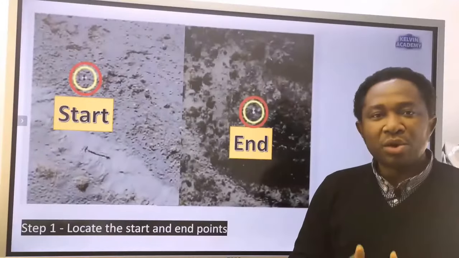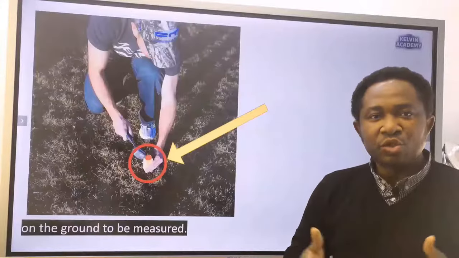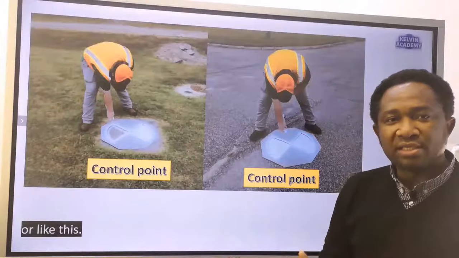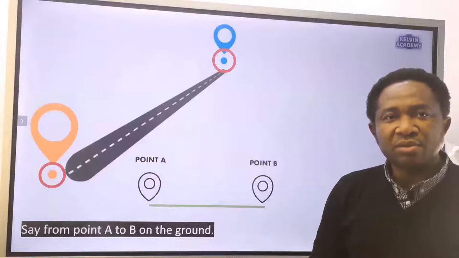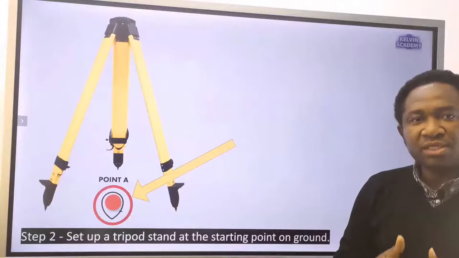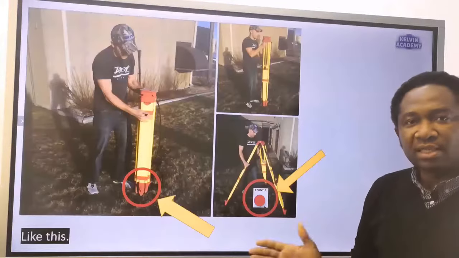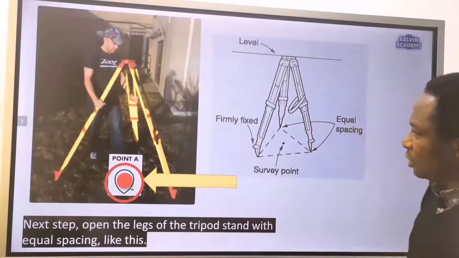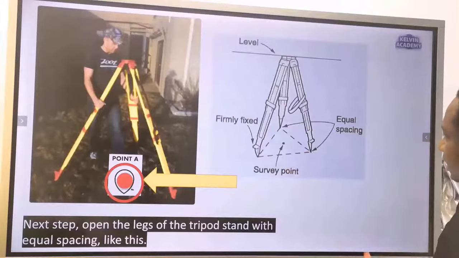Step 1. Locate the start and end point on the ground to be measured, like this or like this. Say from point A to B on the ground. Step 2. Set up a tripod stand at the starting point on ground, like this. Next step, open the legs of the tripod stand with equal spacing, like this.